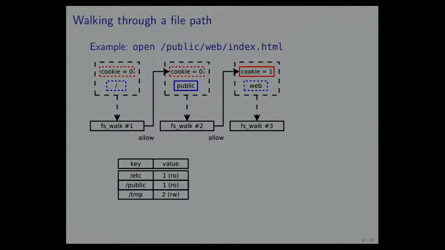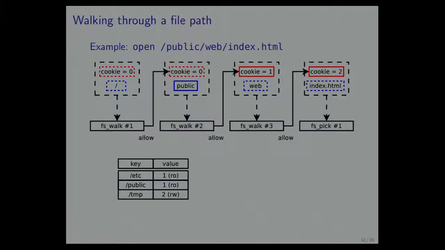The next execution sees the web directory. The web directory is not in the map, but that's not a problem because we know that we are already in a specific file hierarchy. And at the end, when we reach the leaf of the path, the index.html is not in the map. However, we still know that we are in the file hierarchy which is tied to /public. And then the fspick program, which is tied to the open action, can allow this action to be performed.